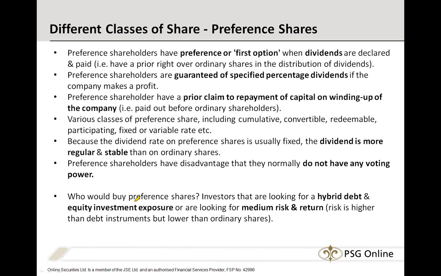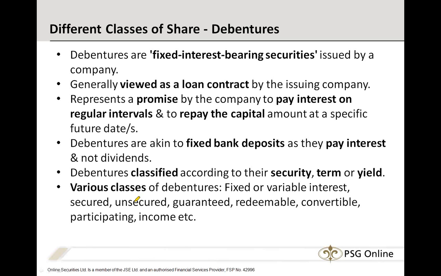The third class of shares, what we call debentures, they're fixed interest-bearing securities. They can be viewed mostly as a loan contract. The company promises to pay a fixed interest at regular intervals and to repay the capital on a future date or future dates as such. So you can compare it to a fixed bank deposit. They pay interest, but not dividends.